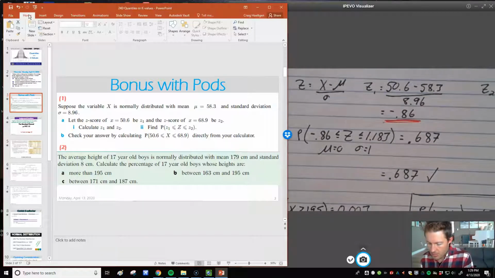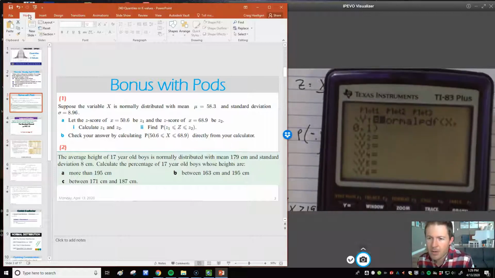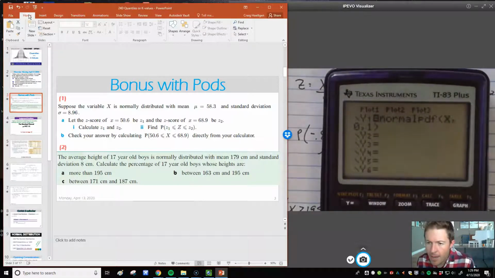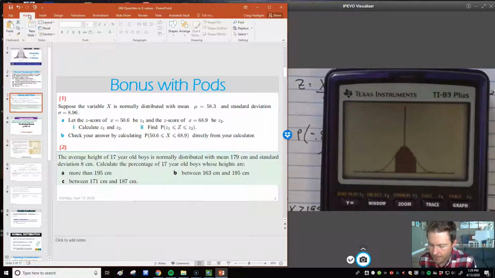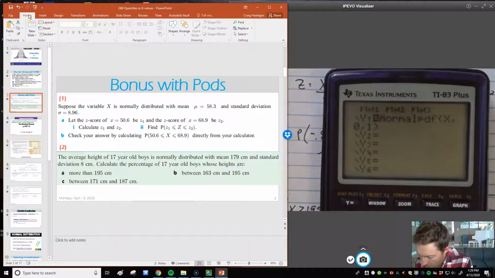Actually, I have it in my normal PDF, sorry, with our variable, our mean, our standard deviation. Let me graph this. Oh, I have a graph there I don't want, so I'm going to go back. I'm going to turn off the equation, turn the equation back on.